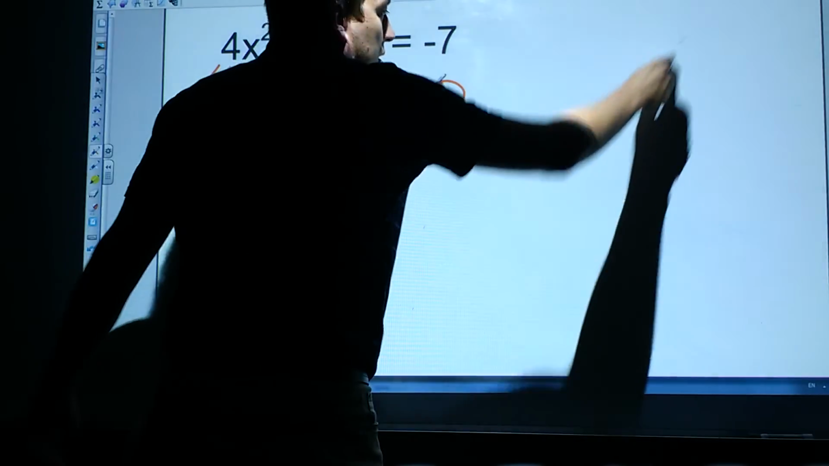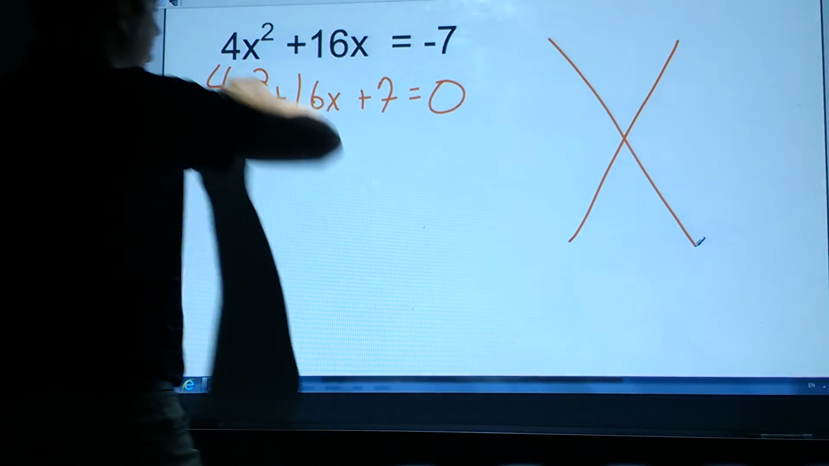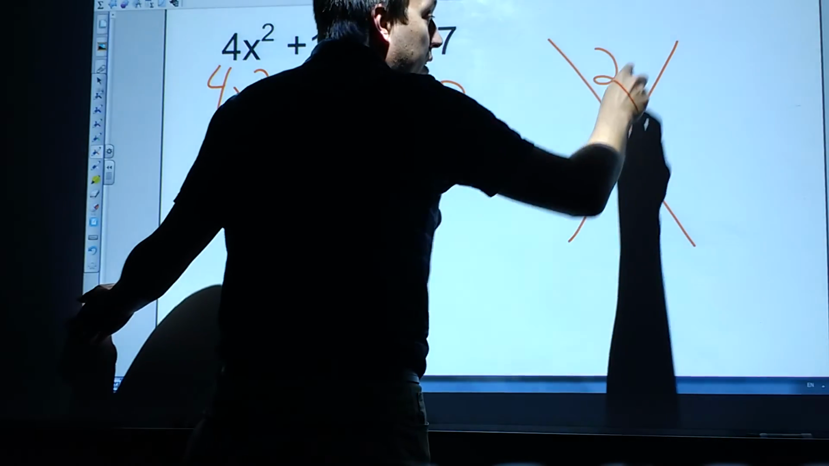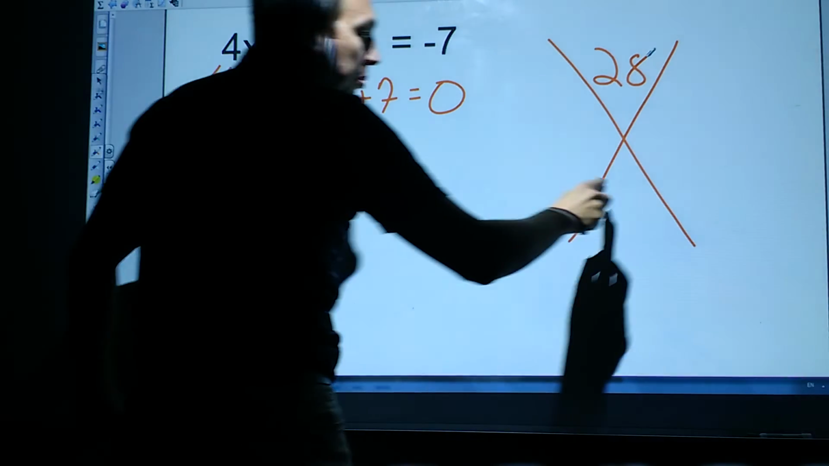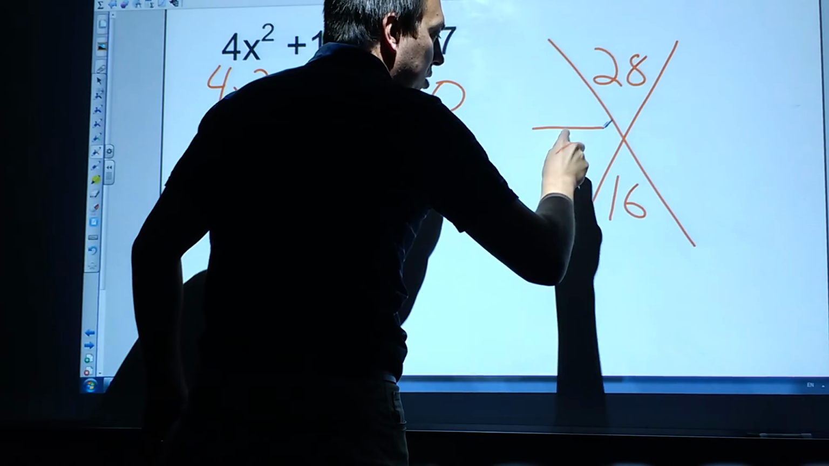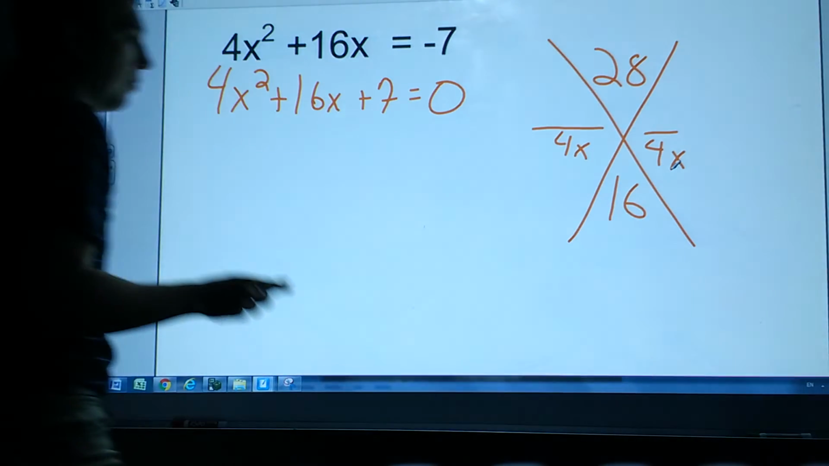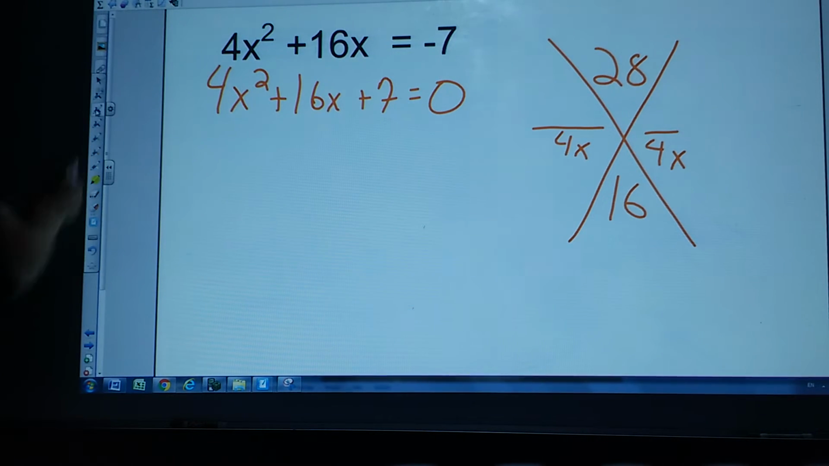Now we're going to factor. 4 times 7, not 8. 4 times 7 is 28. Combines to give me 16, and I'm going to have to make sure that I divide by 4. So let's see. Well, multiplies to give me 28 and combines to give me 16.